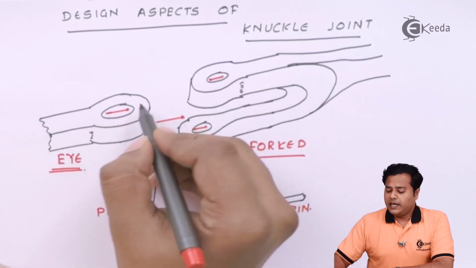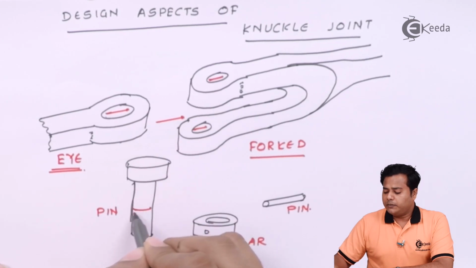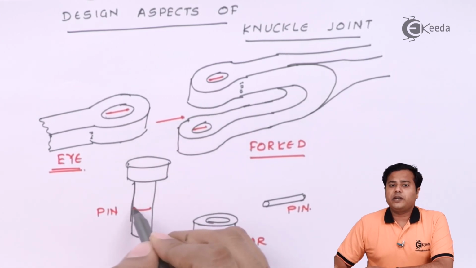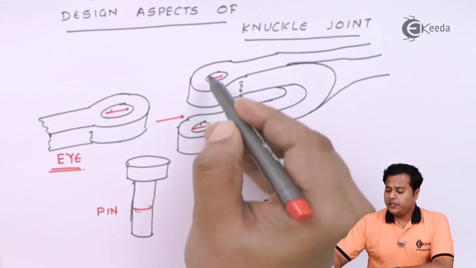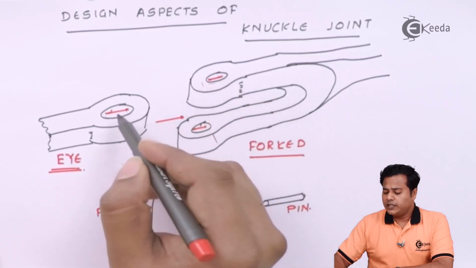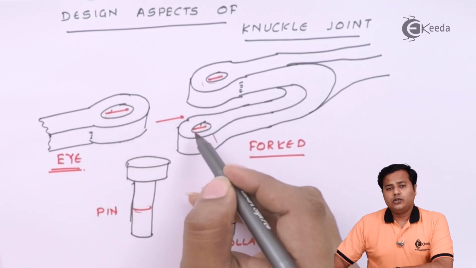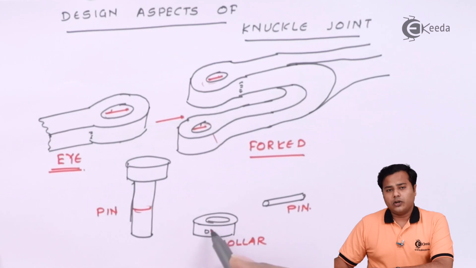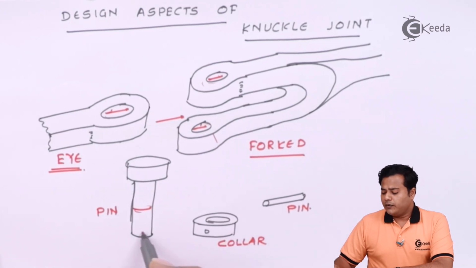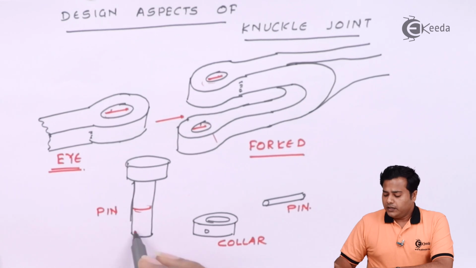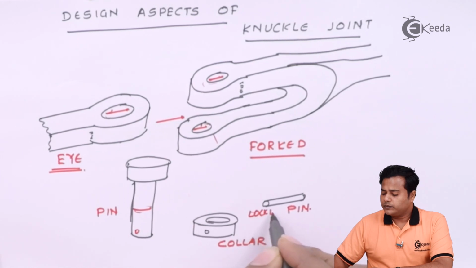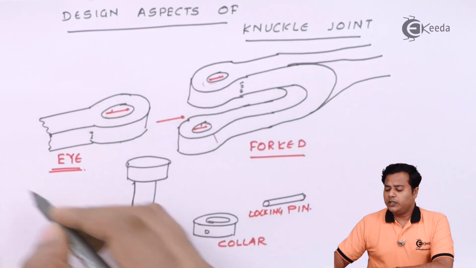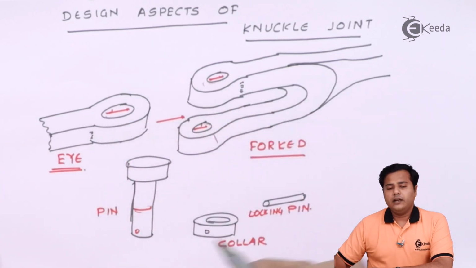One thing is clear: the diameter of these holes and the outer diameter of this pin will be the same, irrespective of the tolerances we are going to consider. The basic size of these holes and the outer diameter of the pin will be the same. This pin will be inserted and will pass through this section first, then this section, and then this section. To lock this pin, a provision is made that is called the collar. This collar will also cover this area of the pin, and to lock it, we use this as the locking pin. So this knuckle joint is made up of 1, 2, 3, 4 and 5 components.